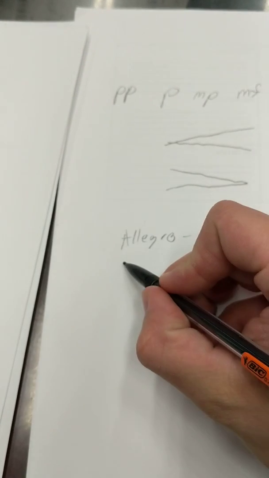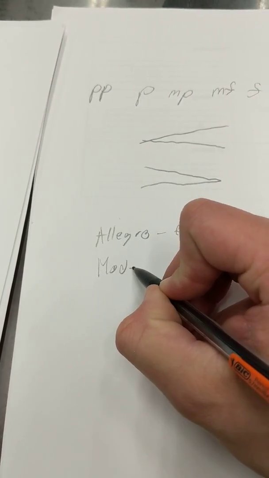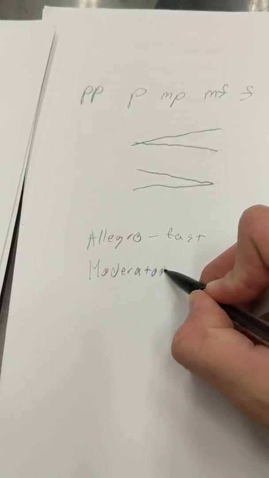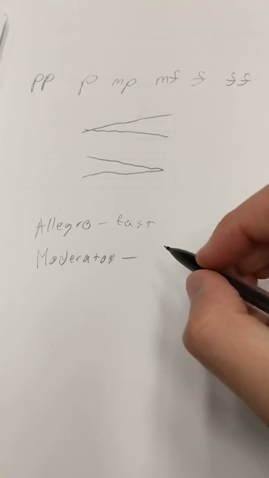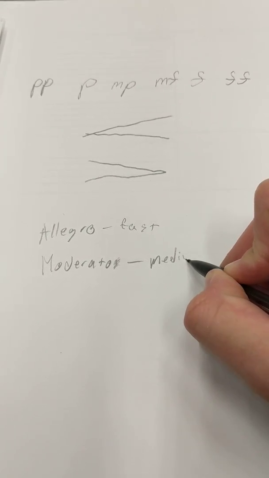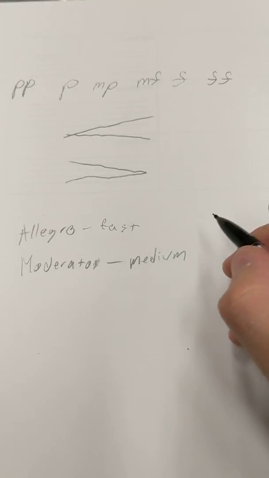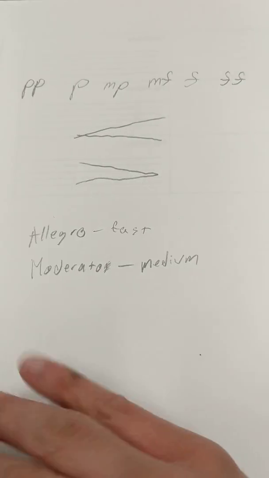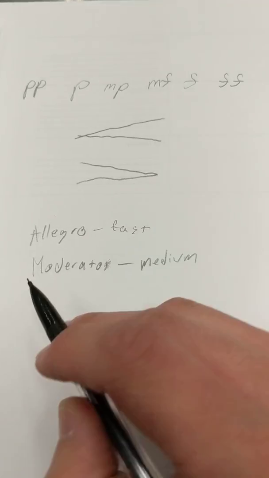The next one is moderato. Moderato means medium or moderate. Right? Moderato means medium tempo. So it's just like a regular tempo here.